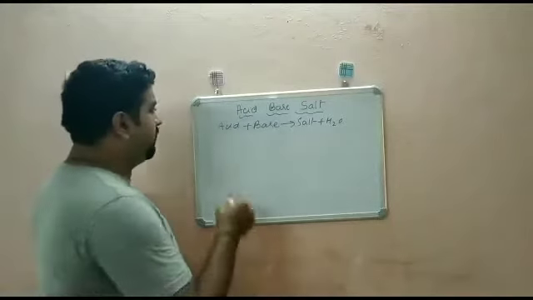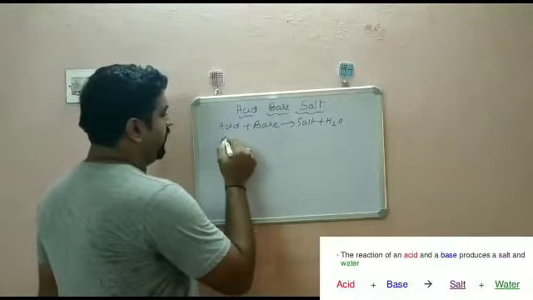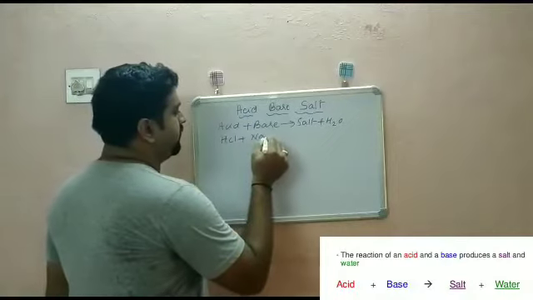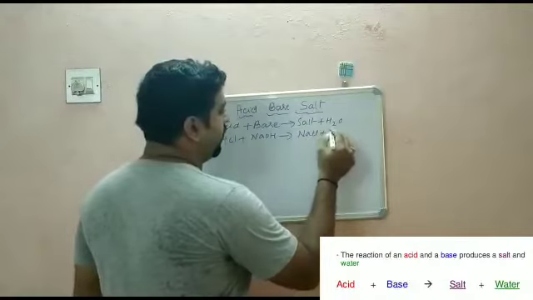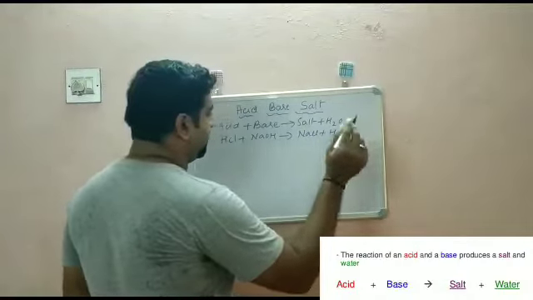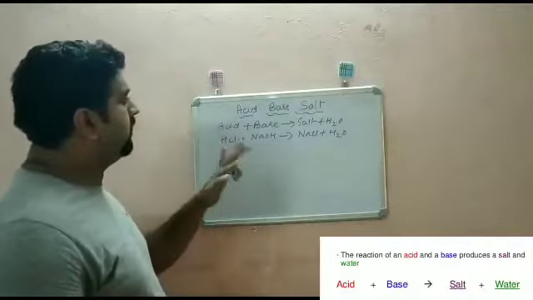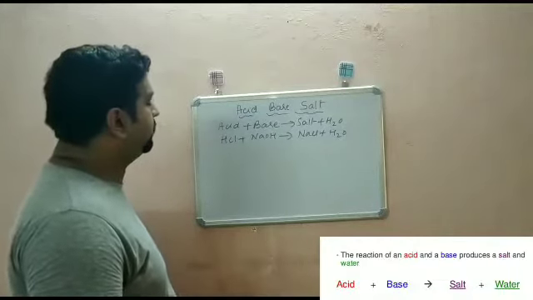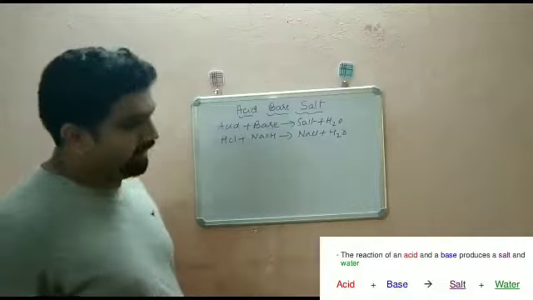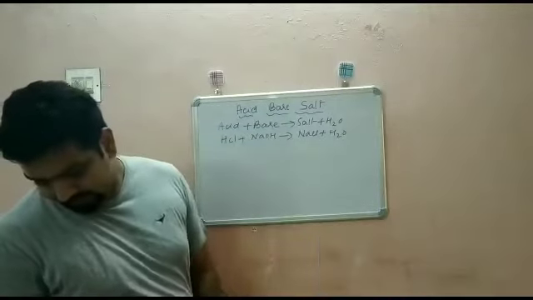You can take any example. I will take hydrochloric acid with sodium hydroxide. It will give me NaCl, sodium chloride, and water. So this is the acid reacting with the base. Okay, next, let us see the next reaction.